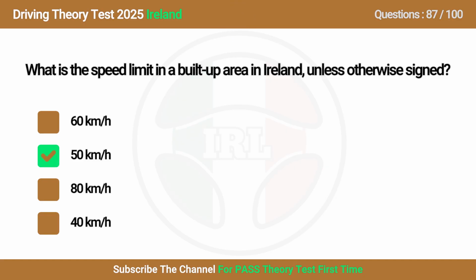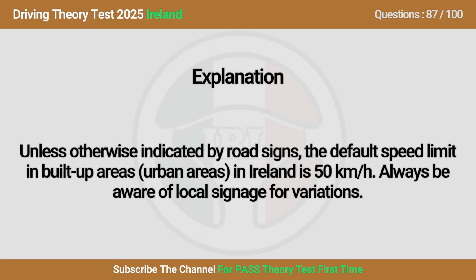Answer is B. 50. Unless otherwise indicated by road signs, the default speed limit in built-up areas, urban areas in Ireland, is 50. Always be aware of local signage for variations.